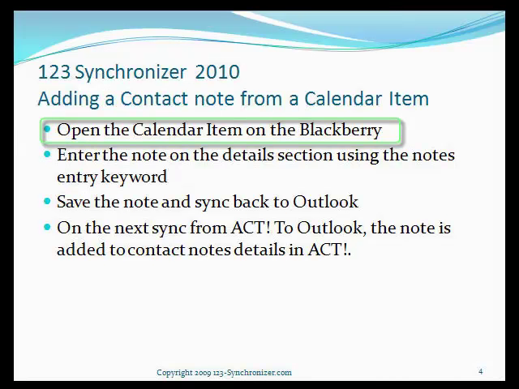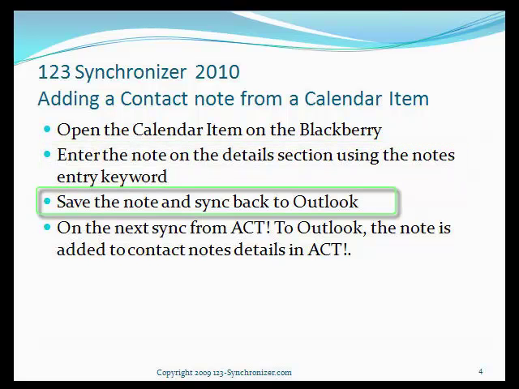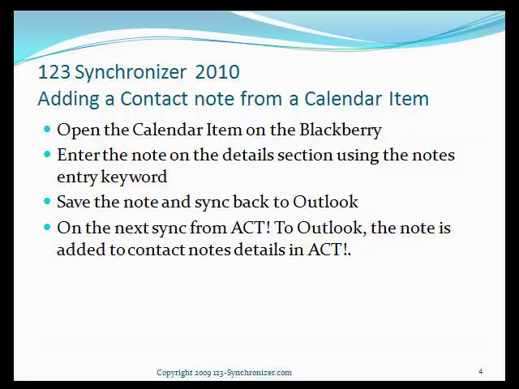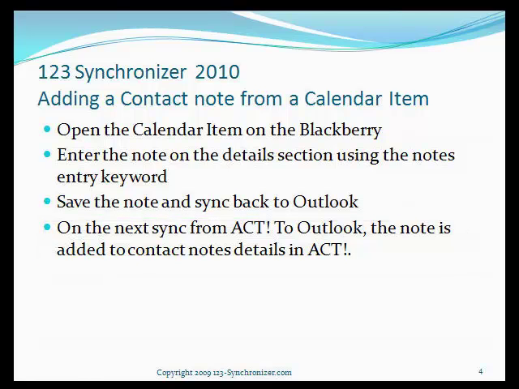What we're going to do now is add a contact note from a calendar item. You open the calendar item on the BlackBerry, you enter the note using a keyword that is preset, you save the note and sync back to Outlook. On the next sync from ACT to Outlook, this note is added to the contact details in ACT. Let's see how it looks on the BlackBerry now.